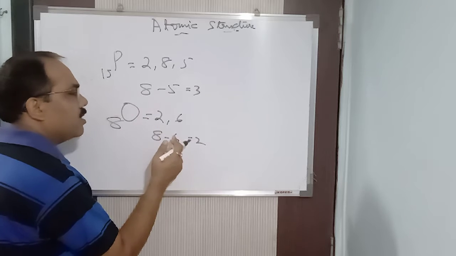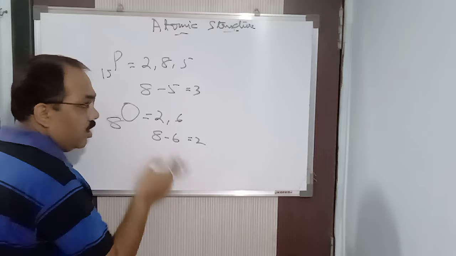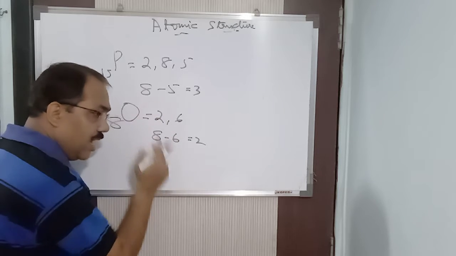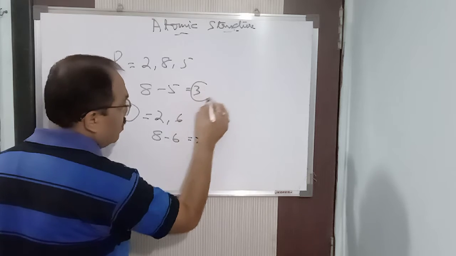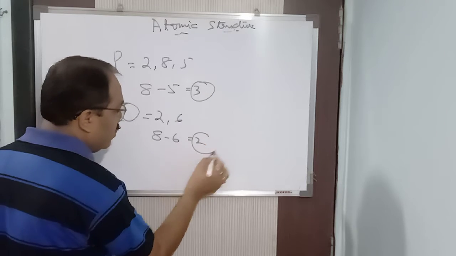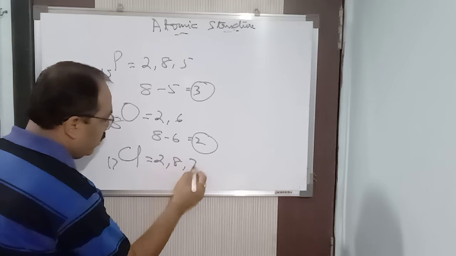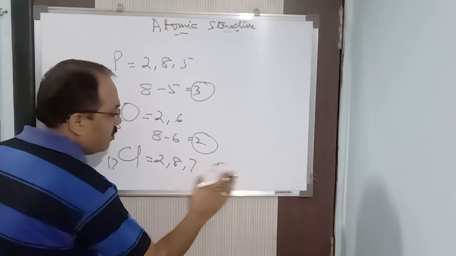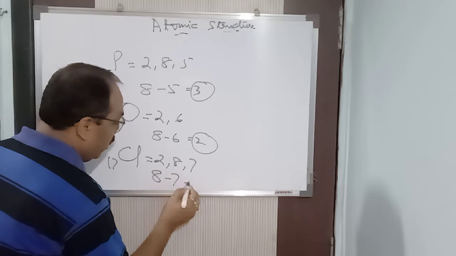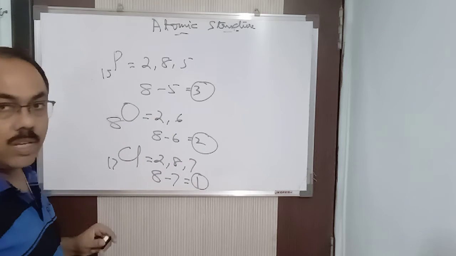If an atom has got 5, 6, 7 electrons in the outermost shell, that's the valence electrons. Remember it, that's the valence electrons. But the valency is, if it has got 5, then the valency is 3. If it has got 6, the valency is 2. If it has got, let us say chlorine 17, so 2, 8, 7. If it has got 7, the valency is how much? 1. How is it 1? The formula is the same. 8 minus 7, it is 1. In this way, we can find the valency.